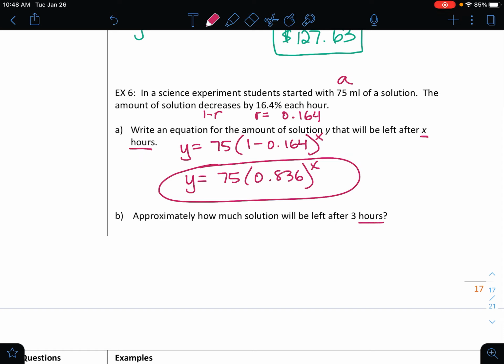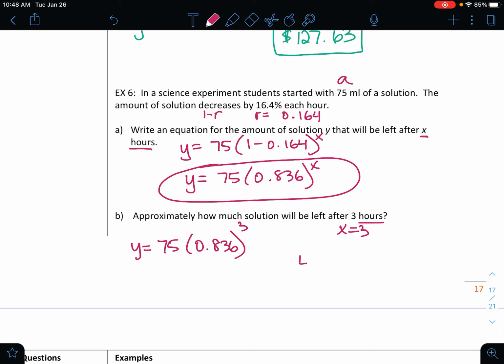Approximately how much solution will be left after 3 hours? It does say here that x represents hours, so I'm just going to plug 3 in for x. So 75 times 0.836 raised, not to the x, raised to the 3. Now I expect it to go down, it's decreasing, so I should get a number under 75. So 75 times 0.836 raised to the 3.